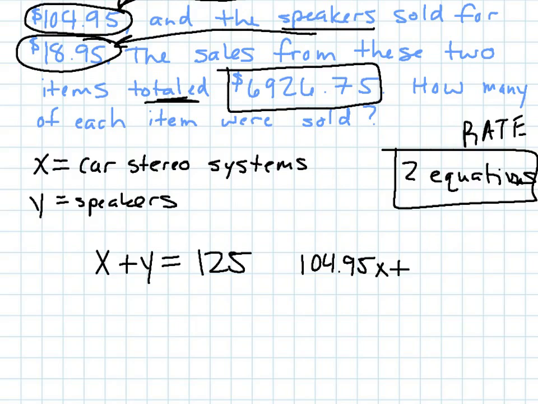Then I'm going to add that because it's a total amount. So I'm going to add all my money together to get $6,926.75. So that means that $18.95 must be attached to my speakers because I'm selling the number of speakers to that. So those must be multiplied to one another. And then I have this 629. Oops. Got my number switched up. 6,926.75. Okay? So those are two equations.